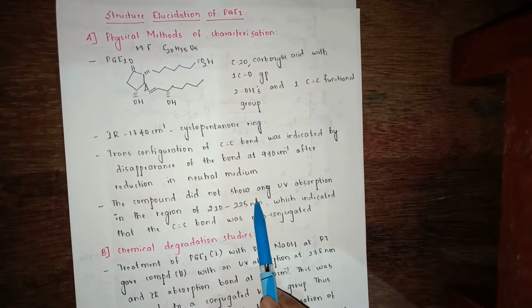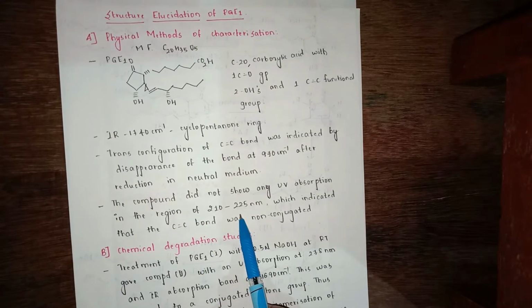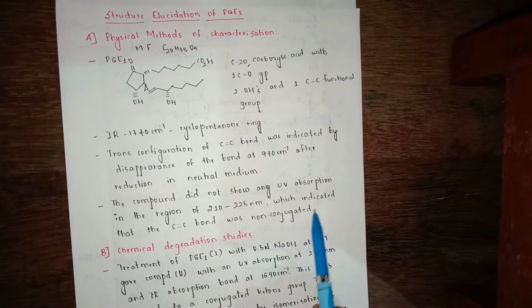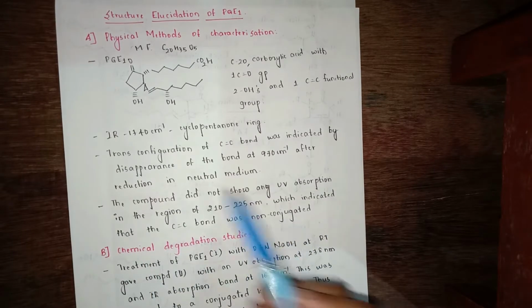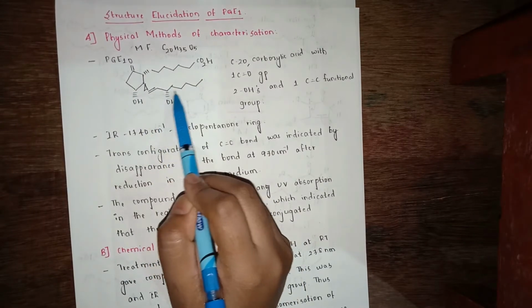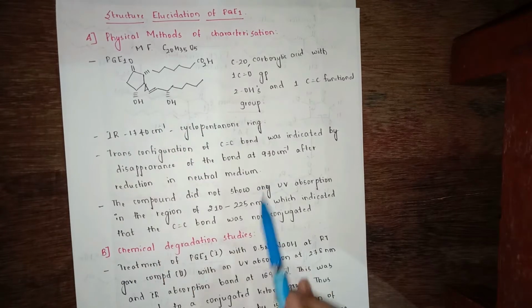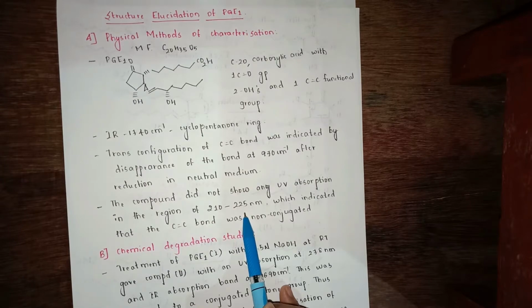The compound did not show any UV absorption in the region of 210 and 225 nanometer, which indicated that the C double bond C was non-conjugated. We can easily observe in the structure that there is no conjugation with any other double bond present over here. Hence, there is no absorption at 210 to 225, which is responsible for a C double bond C system. So this is about the physical methods of characterization.